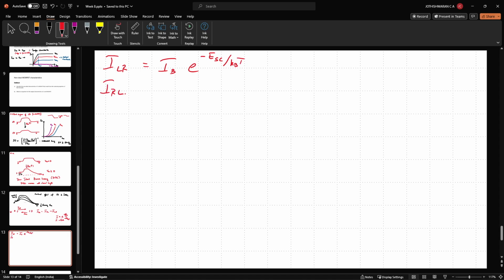IRL is going to be IS into e to the power minus ECD or DC, I'll just write it as EDC, divided by KBT. Okay, so this is the current flowing from right to left. So from this, I can say IRL minus ILR, which is IDS. So this quantity is IDS according to our definition.